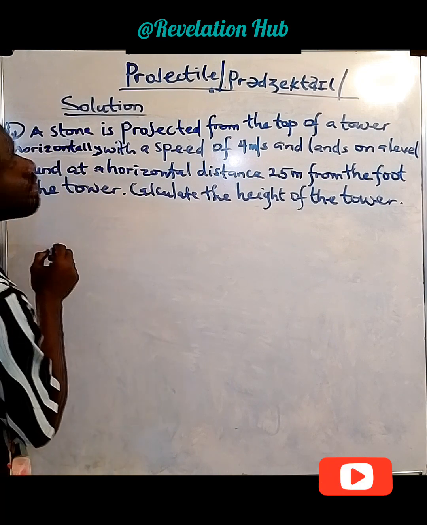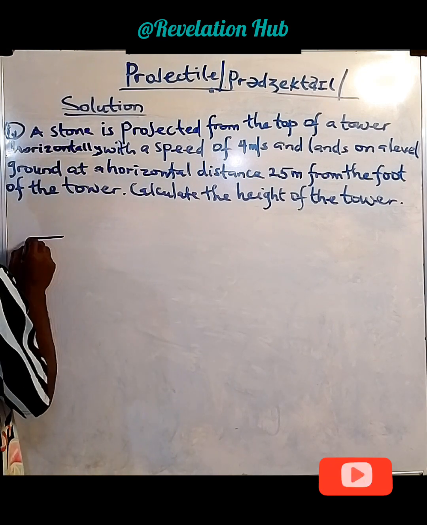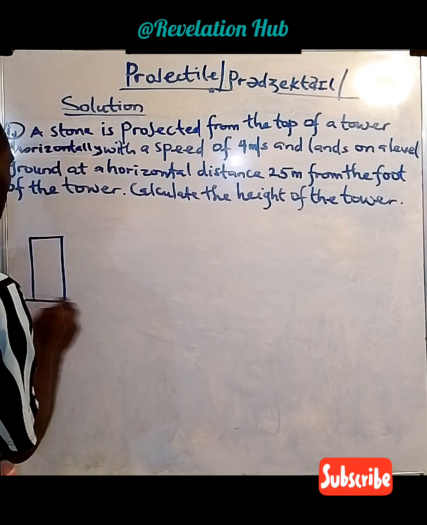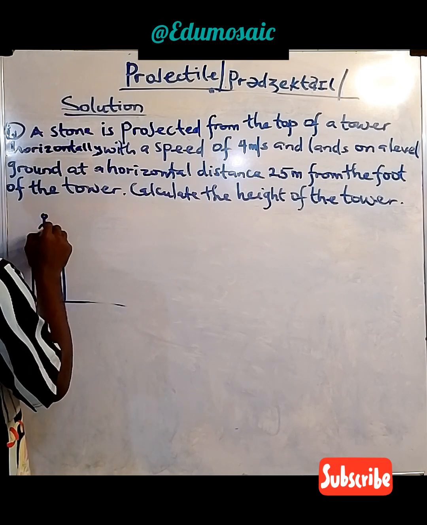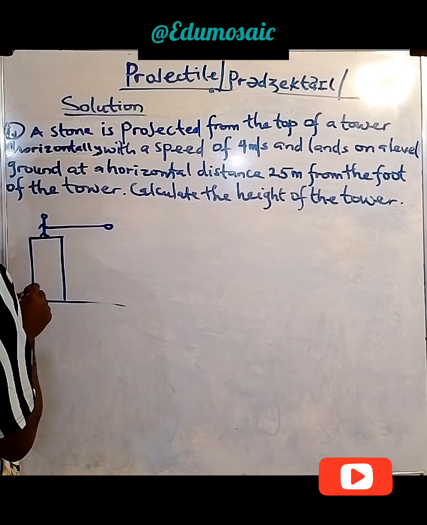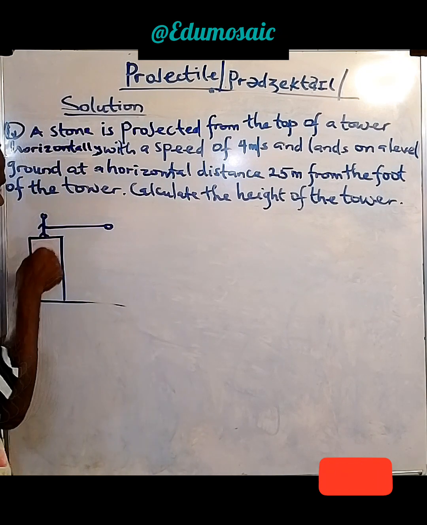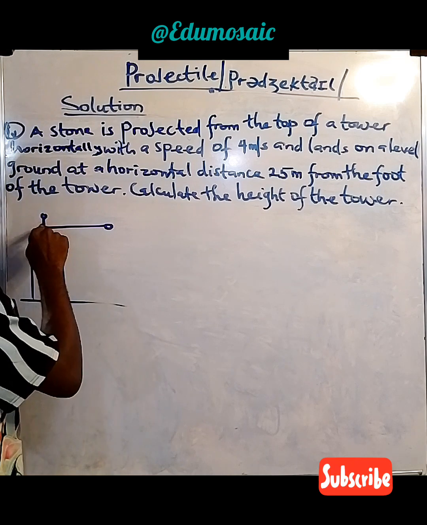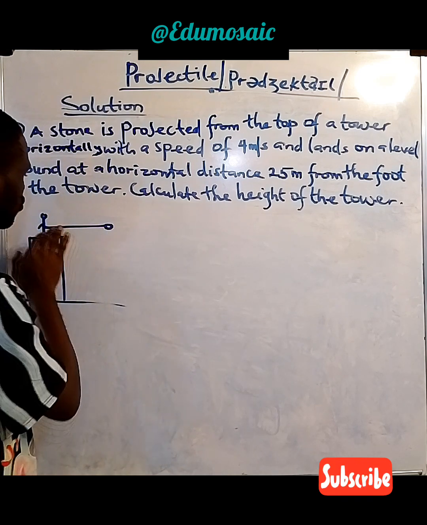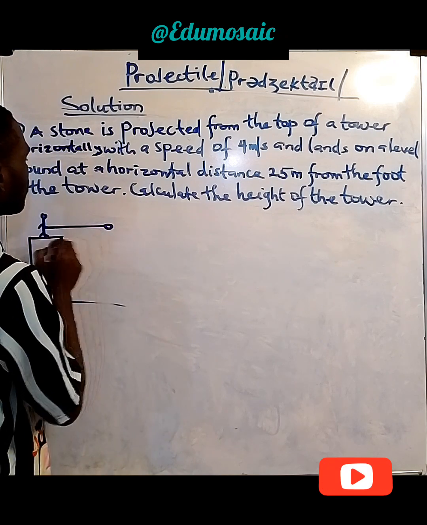So right here, this was done from the top of a tower. Somebody stands on this tower and throws a stone like this. The stone was not thrown down at any given angle against the horizontal. The stone was not thrown up. The stone was just thrown horizontally, just like this.